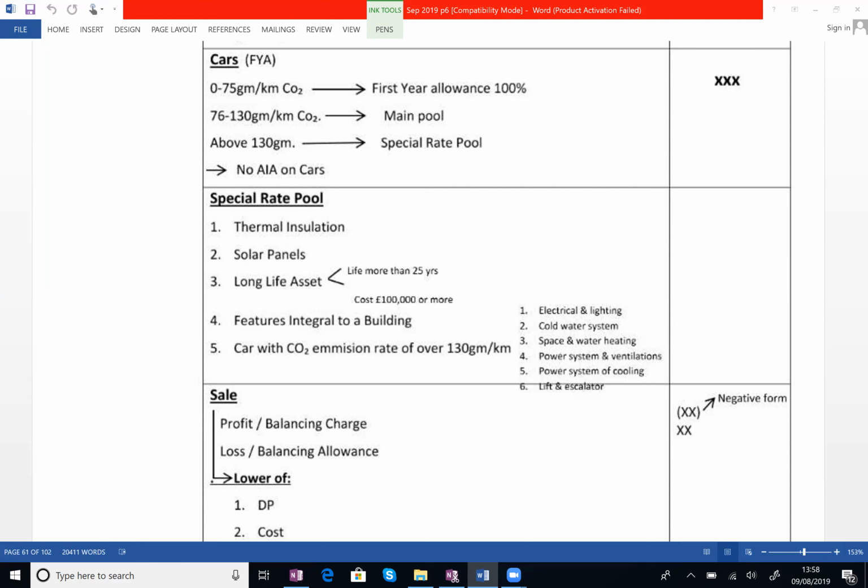And number 5, car CO2 over 110 gram. Make it correct, not 130, 110 gram. High emission above 110 gram car, always include in the special rate pool. So these items you will include in the special rate pool. Apart from these, all other plant and machinery we will include in which pool? Main pool. And if your asset has private use, the businessman has some private use, then separate column. And always business use will claim the capital allowance, not private use.